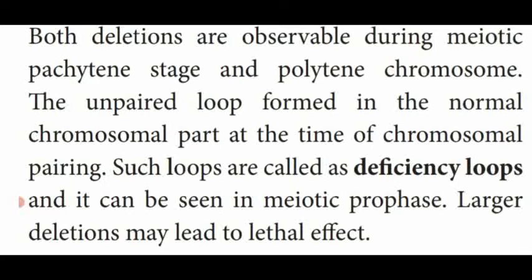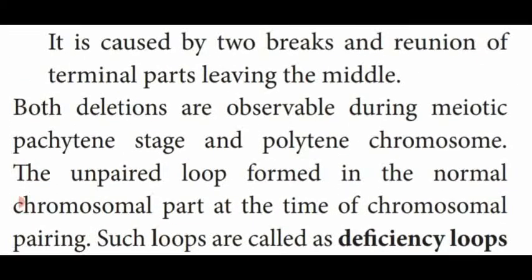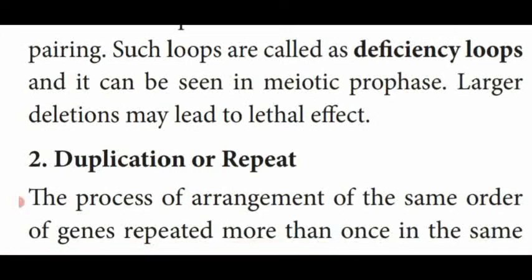At the time of deletion, an unpaired loop is formed in the normal chromosomal part at the time of chromosomal pairing. Such loops are called deficiency loop or deletion loop. These deficiency loops are seen in the meiotic prophase stage. This deletion chromosomal aberration can be lethal, that means it causes death in an organism. So these are the different types of deletion chromosomal aberration in structure and their disadvantage.